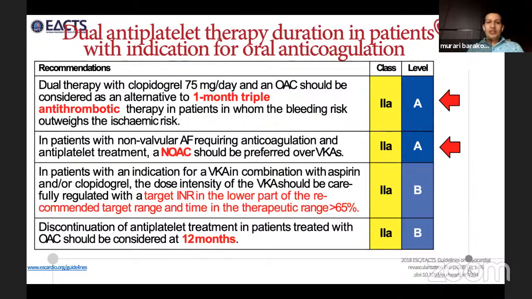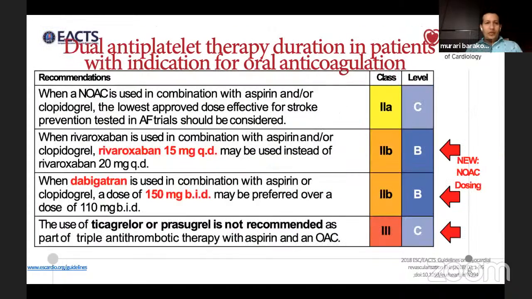And if we must give VKA, for example, in people with mechanical heart valves, then the INR should be in the lower range, like 2 to 2.5. And we must discontinue all the antiplatelet therapy after 12 months, even the aspirin, for this indication.